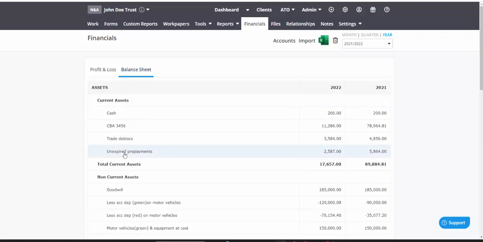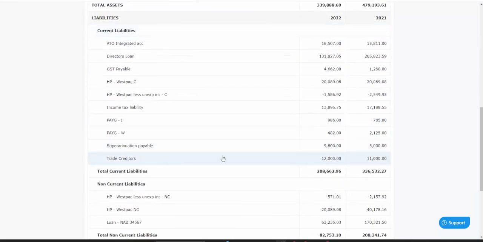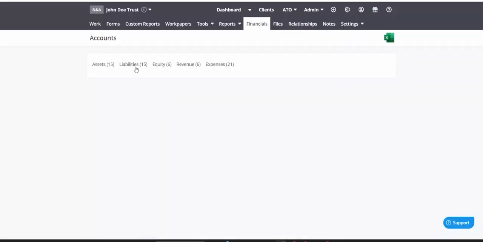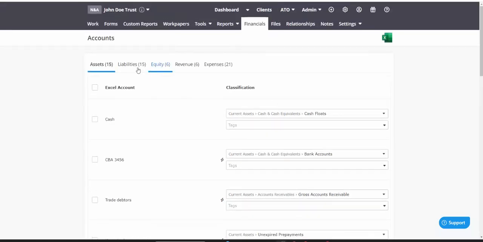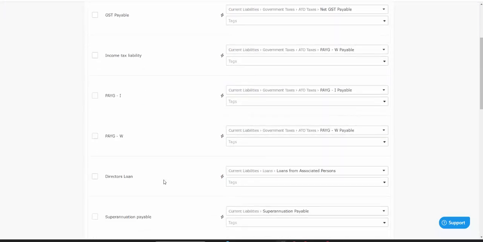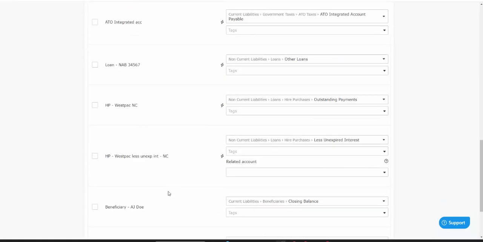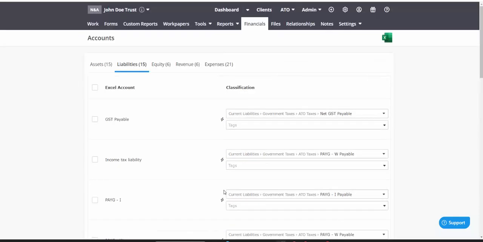So here we have some accounts which are on accrual basis. You can see trade debtors, and in the liability section, trade creditors for both years. And if we look at the classification, trade debtors classified to gross accounts receivable, and we should find out trade creditors classified to accounts payable.